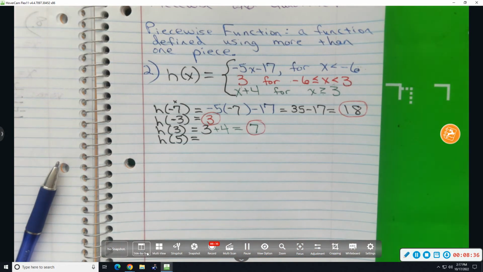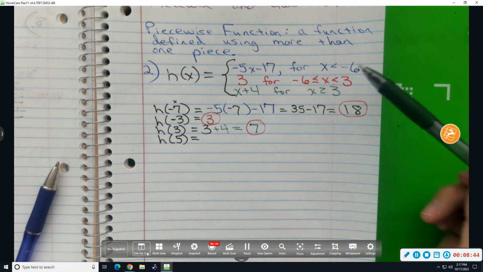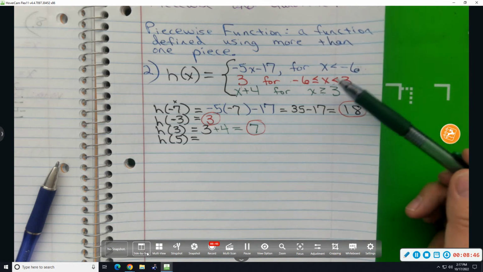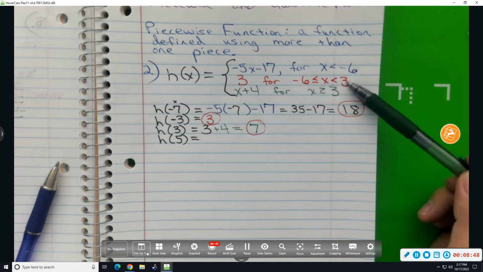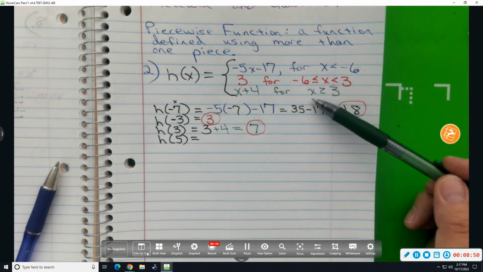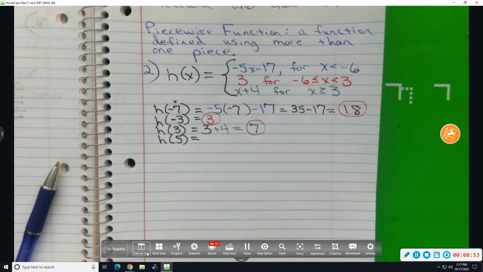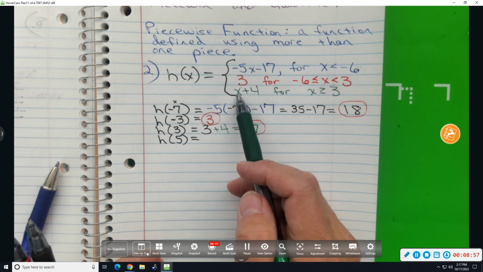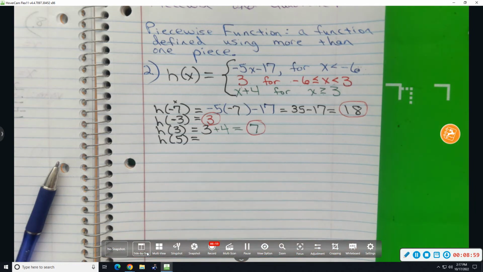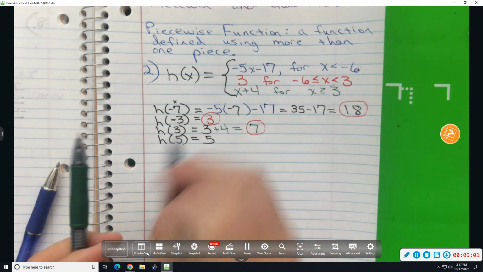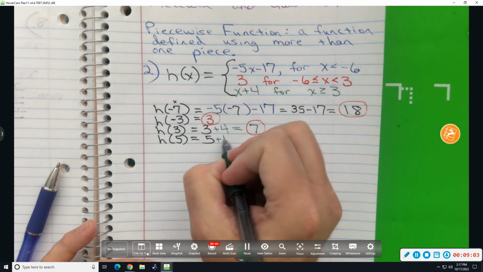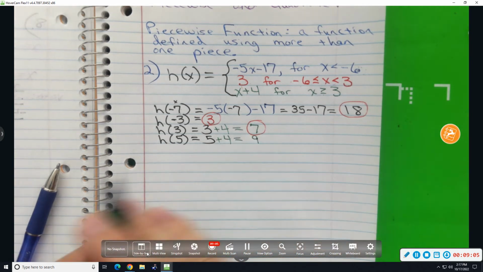The last one, they want h of 5. Which piece will we use? Is 5 less than -6? Is 5 between -6 and +3? Or is 5 bigger than 3? Bigger, so it's that green one again. Replace the x with 5. So we have 5 plus 4 is equal to 9.